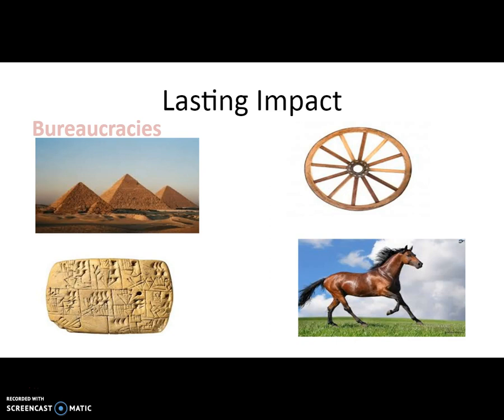These societies had some similarities, such as agricultural surplus. Other similarities include creations of cities and complex institutions, including political bureaucracies. Bureaucracy is when you divide up the jobs in the government, the roles of the government. So our country would be an example of a bureaucracy.